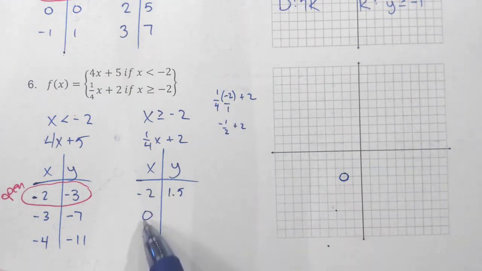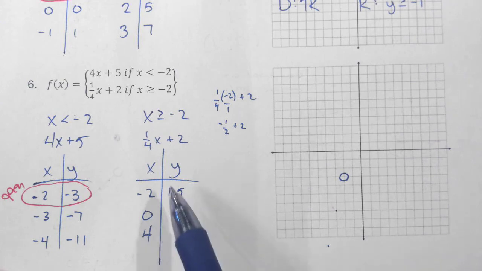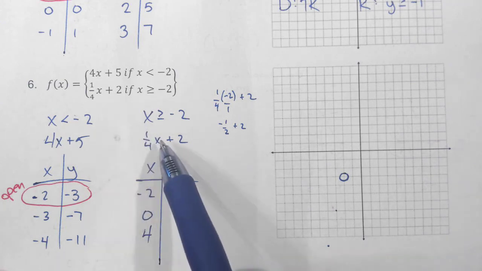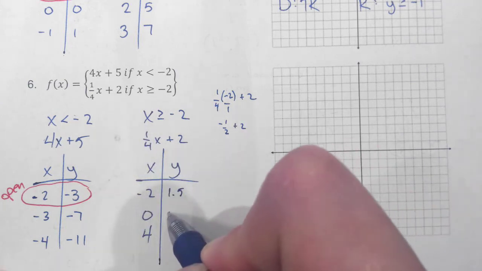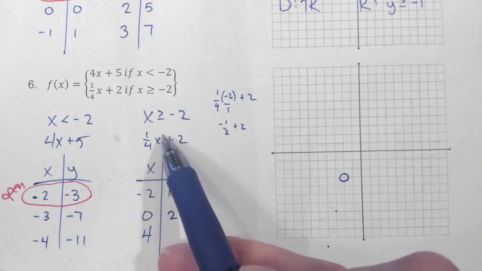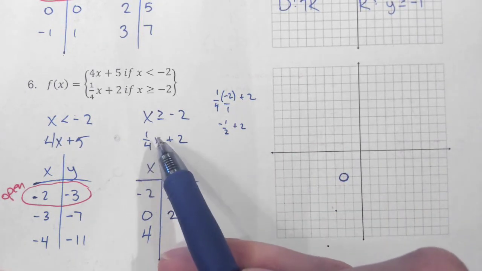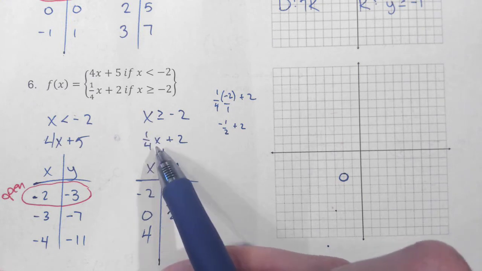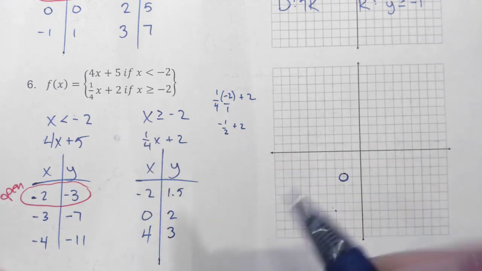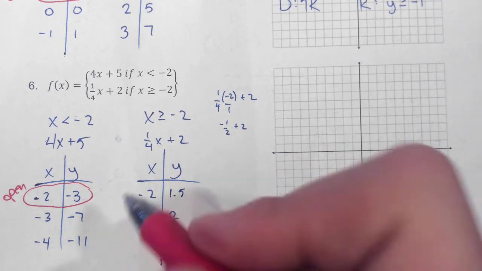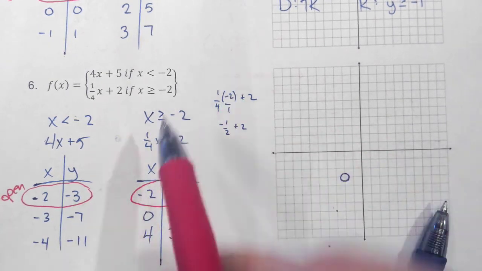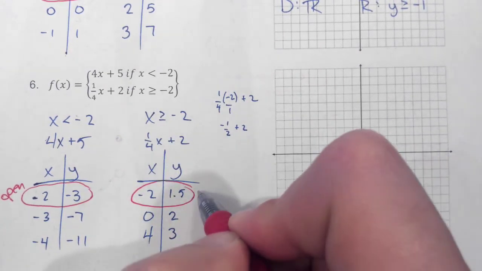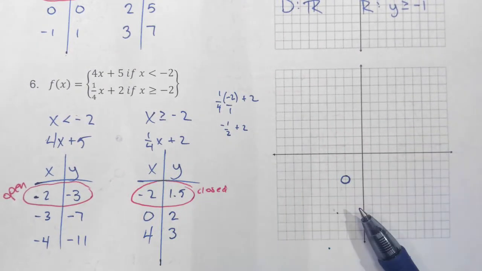Okay. Next two are easy because I picked values that are convenient for me. 1/4 times 0 is 0, and 0 plus 2 is 2. 1/4 of 4, remember the 4s would cancel, so 1. 1/4 of 4 is 1. 1 plus 2 is 3. Oh, I forgot to highlight this guy. What is that one? That symbol says this one is closed. Don't forget to highlight that.